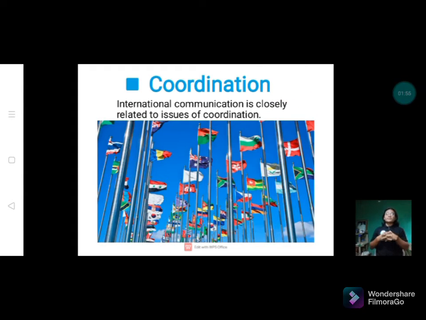So coordination. International communication is closely related to issues of coordination. So for example, our firm Harris has its own satellite-based and telephone network to monitor and participate in the worldwide money and financial markets. And of course, the internet makes it easier than ever to communicate across different parts of the world.